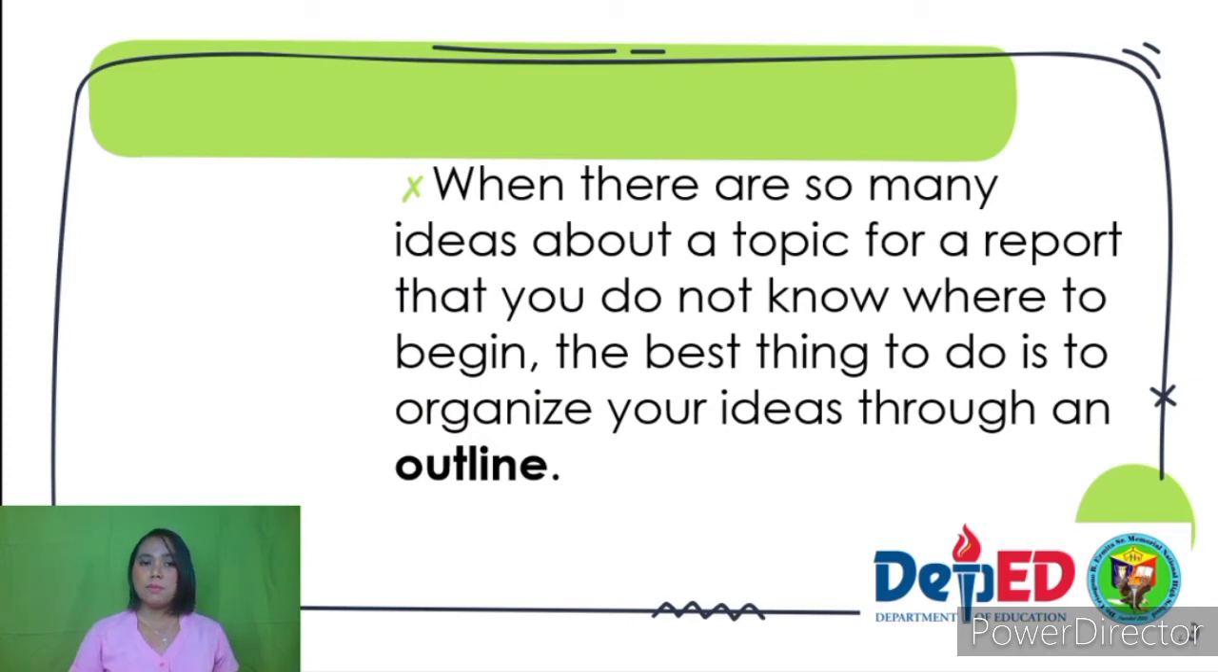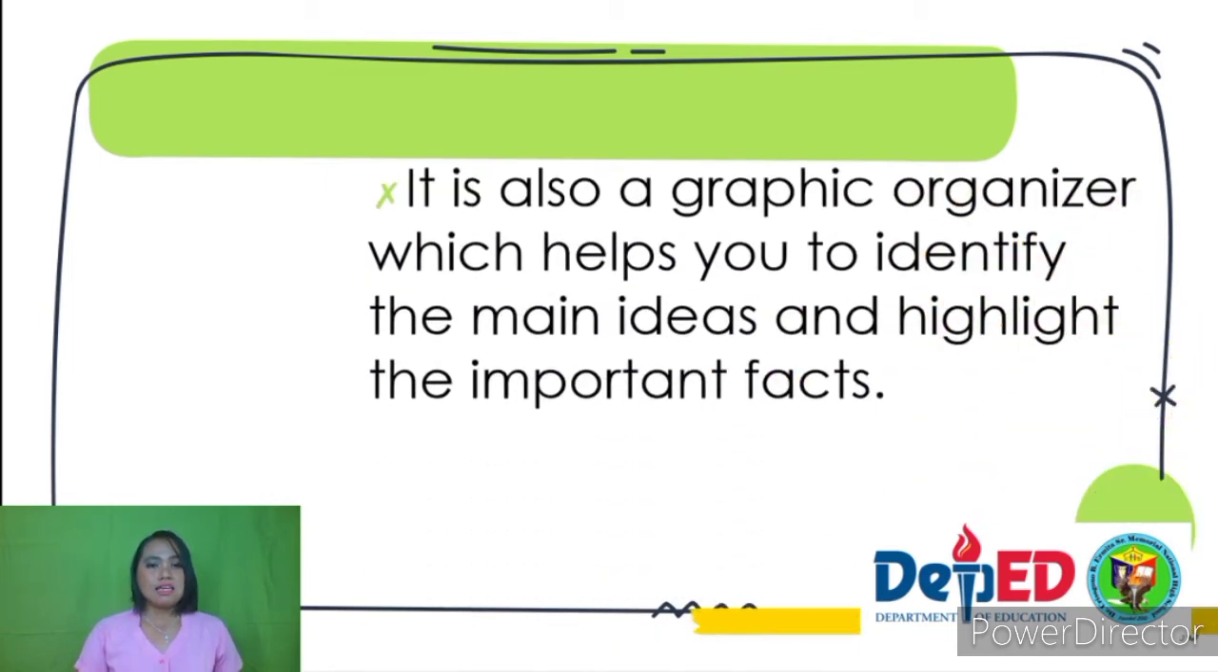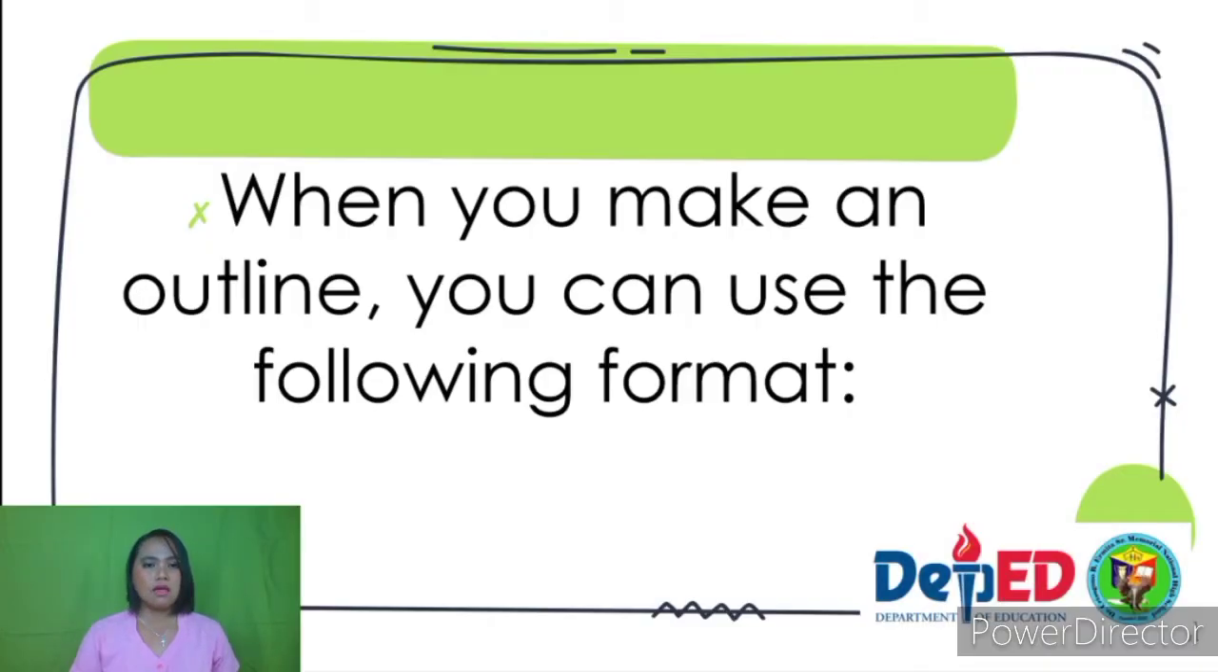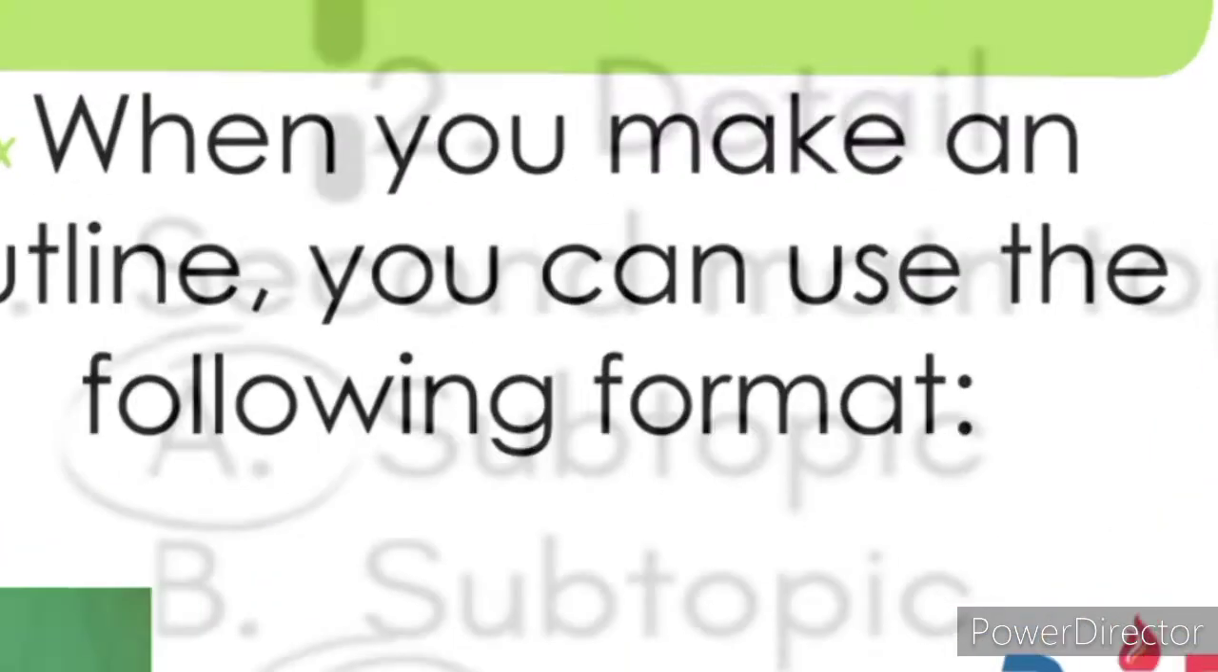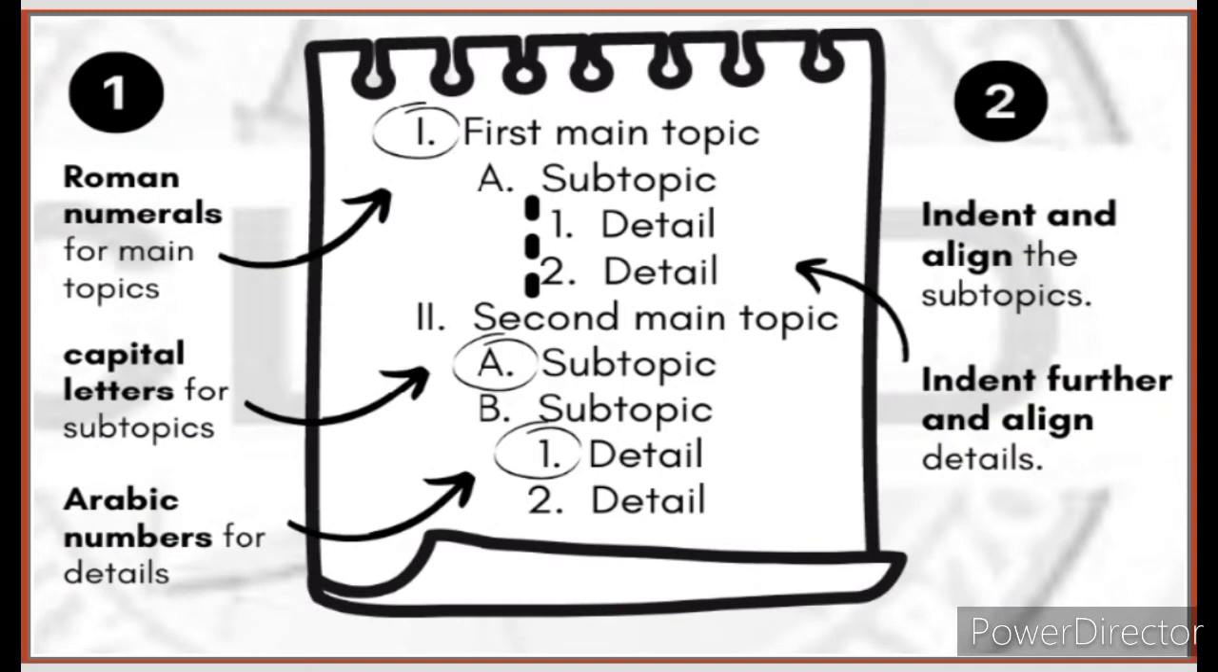When there are so many ideas about a topic for a report that you do not know where to begin, the best thing to do is to organize your ideas through an outline. It is also a graphic organizer which helps you to identify the main ideas and highlight the important facts. When you make an outline, you can use the following format.